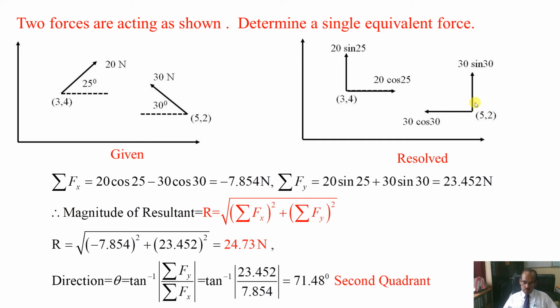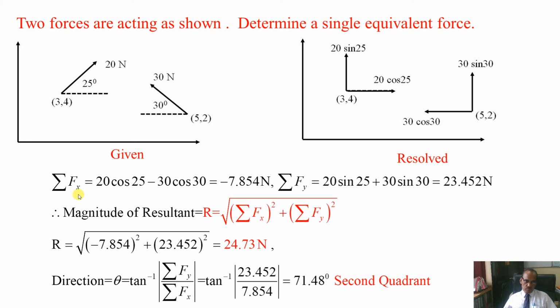Components I have already explained. So what is this? This is this point. The coordinates are given. X coordinate is 3, y coordinate is 4. For this point, x coordinate is 5 and y coordinate is 2. Okay. So you can easily take now the moments about the origin.